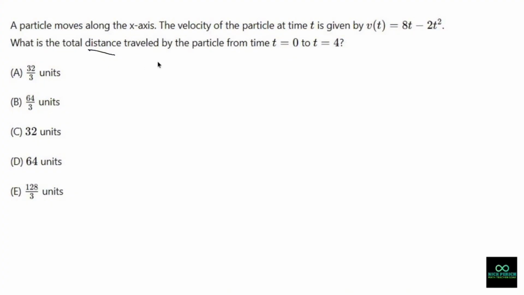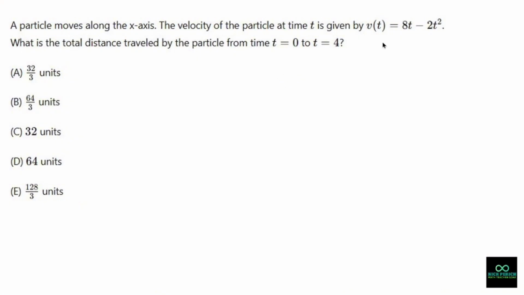Distance and displacement are not the same. Displacement is easy. Distance is not. Like, for example, if I were to go forward like 10 feet, backward like 4 feet, the displacement is 6. The distance is 14. So what we need to do is account for any changes in direction.